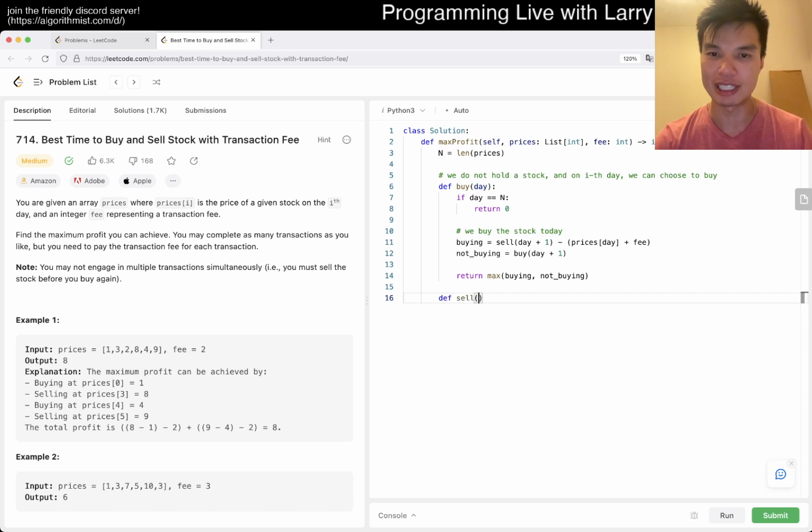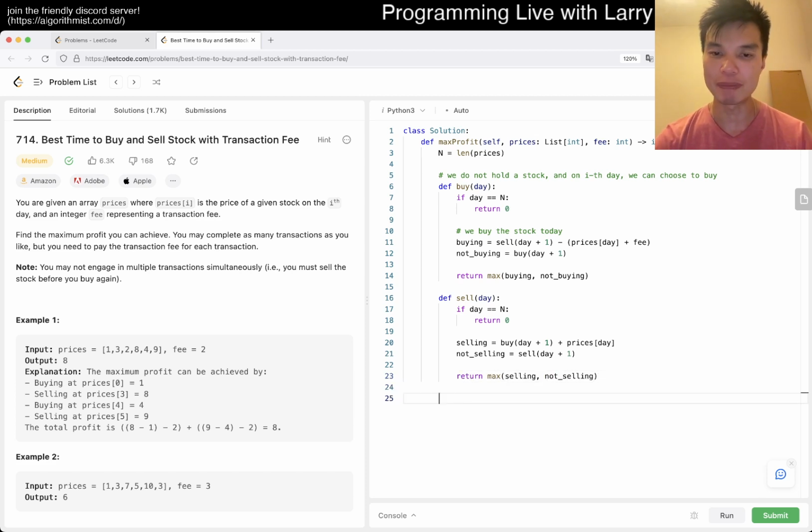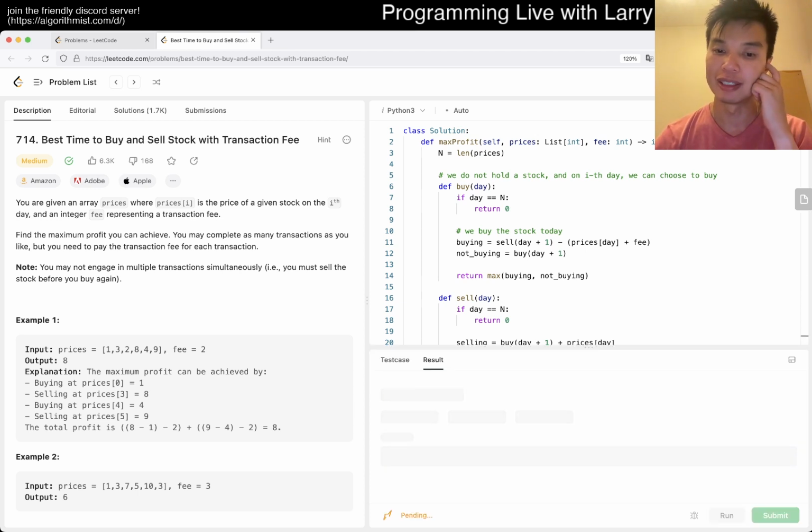Similarly, we can do the same for selling. On day N, we return zero. Otherwise, selling is equal to buying on day plus one, and then we add the prices of the day, because that's the money that you get back after selling. And not selling, you just maybe sell on day plus one. And then we return max of selling and not selling. And that should be pretty much it. And then we return buy of zero, and that is like 90% of the way done.